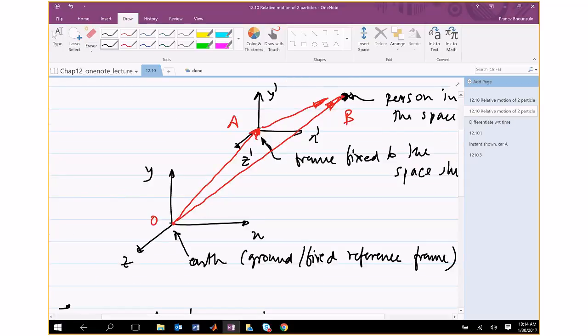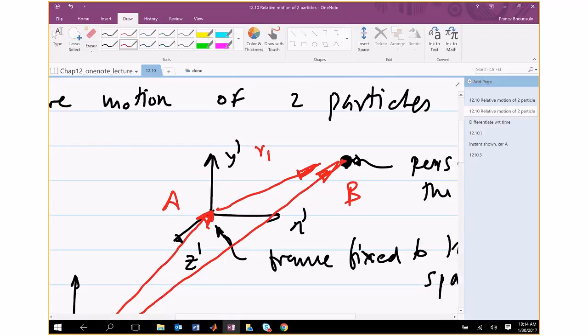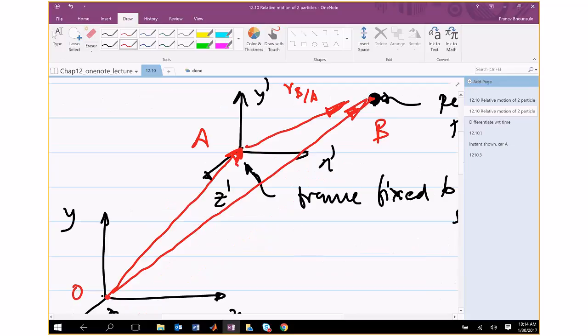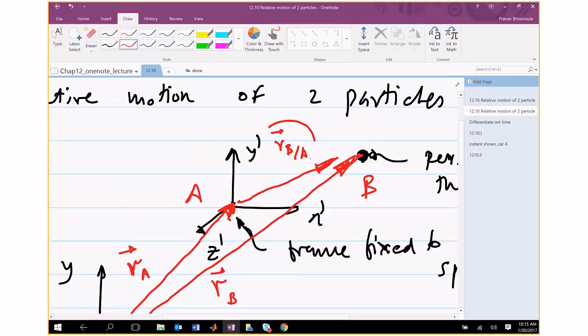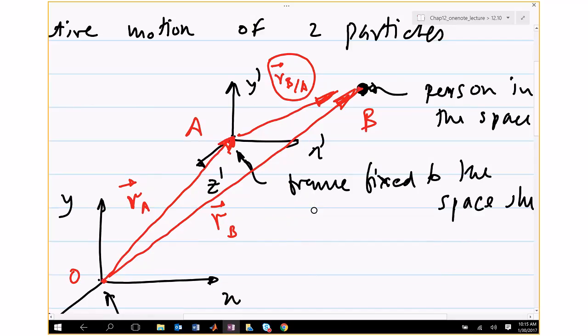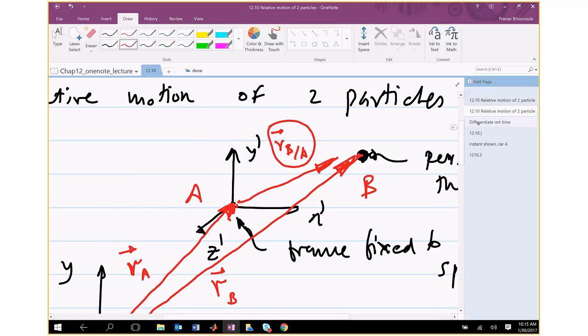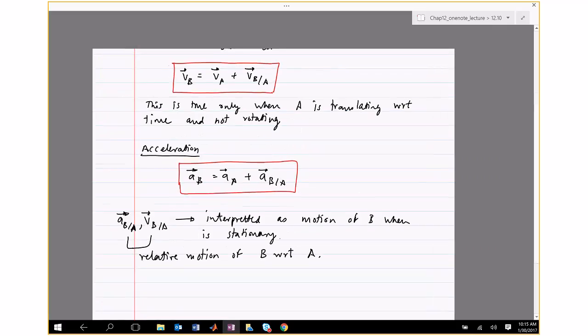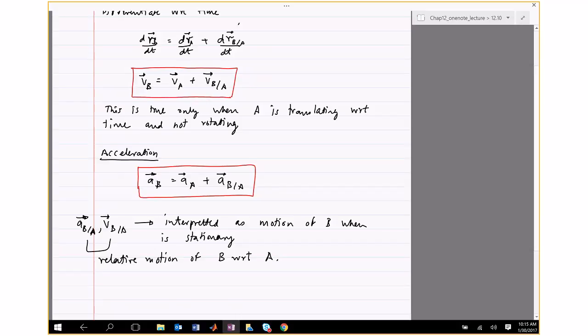So I'm going to write that down here: R B with respect to A. If you like, you can write this down. This is R A. This is R B. So this vector here is the relative motion of B with respect to A. That's how B will change if you see it from here. Or in other words, if there was a person sitting here and observing B, then this vector will tell you how B is moving with respect to A. Okay. Any questions on that? So let's just apply this on a couple of problems.